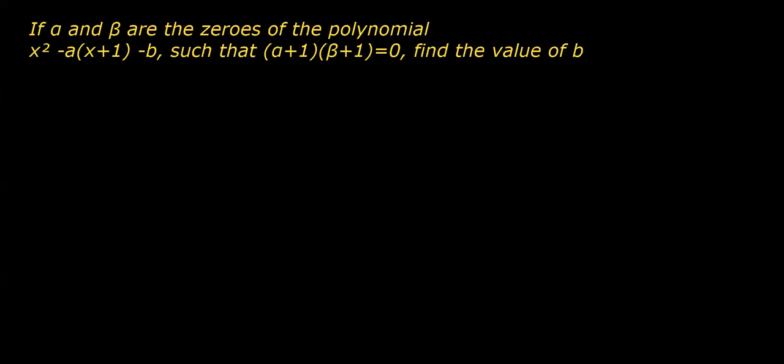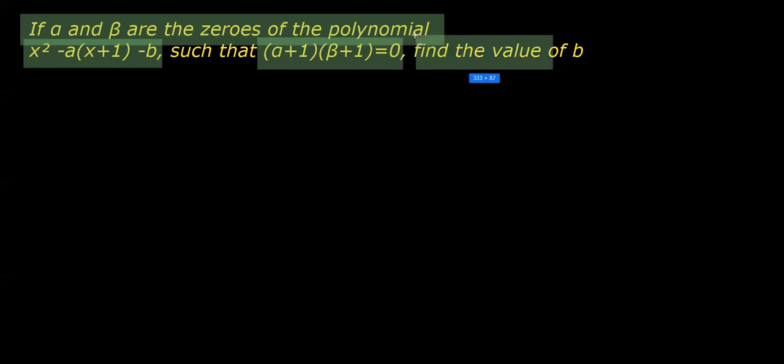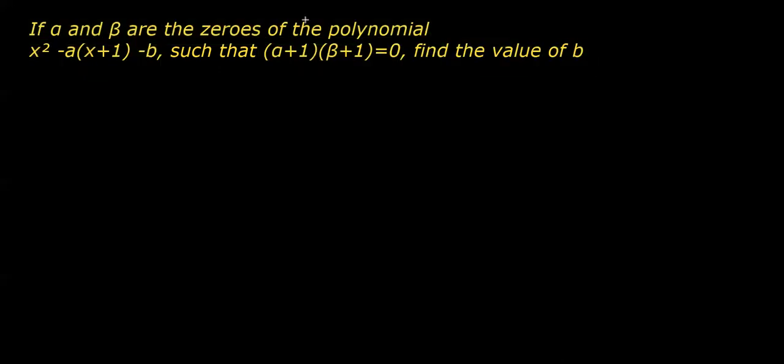This is one question taken from the chapter Polynomials, class 10th. It says if alpha and beta are the zeros of the polynomial x square minus a times x plus 1 minus b such that alpha plus 1 multiplied by beta plus 1 is equal to 0, and we have to find the value of b.